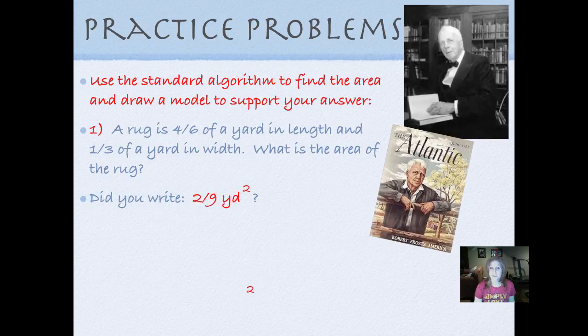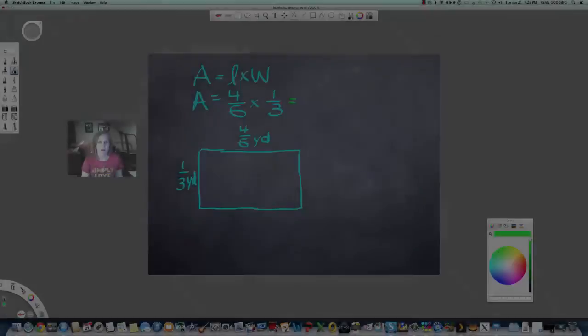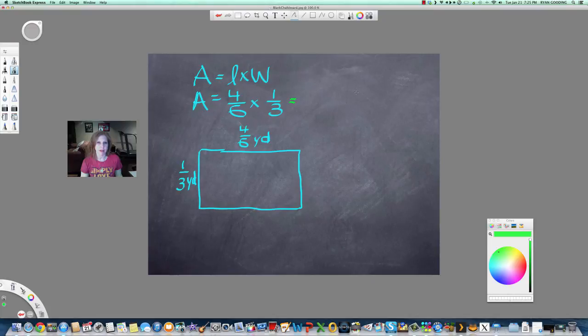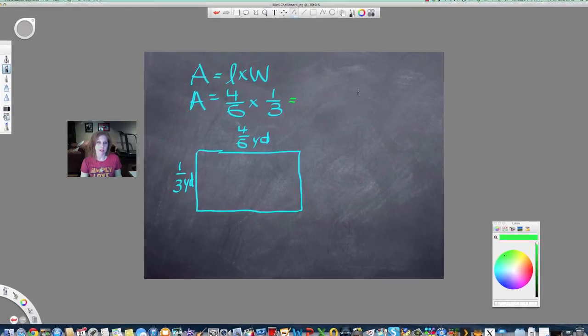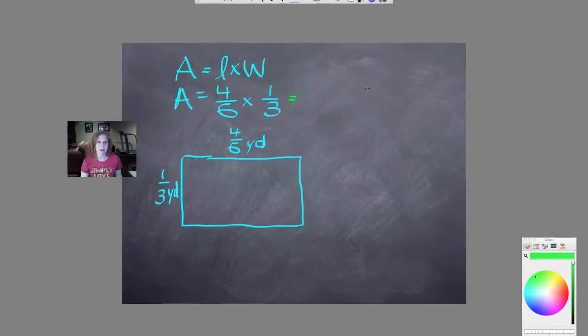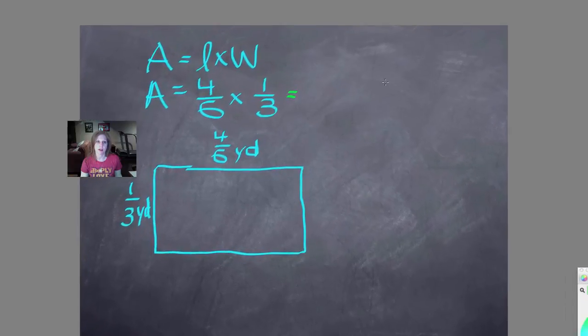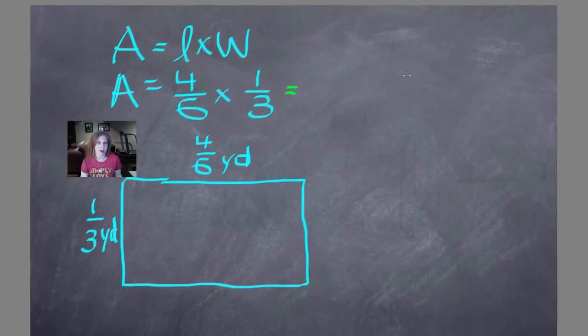Did you write 2/9 of a square yard? Let's see how we did that. So I've written my formula, area equals length times width. Don't forget to do that every time. And I've substituted my fractional side lengths. So it says area equals 4/6 times 1/3.